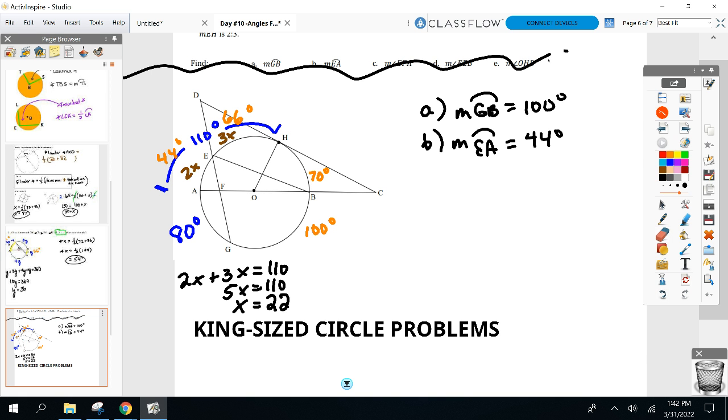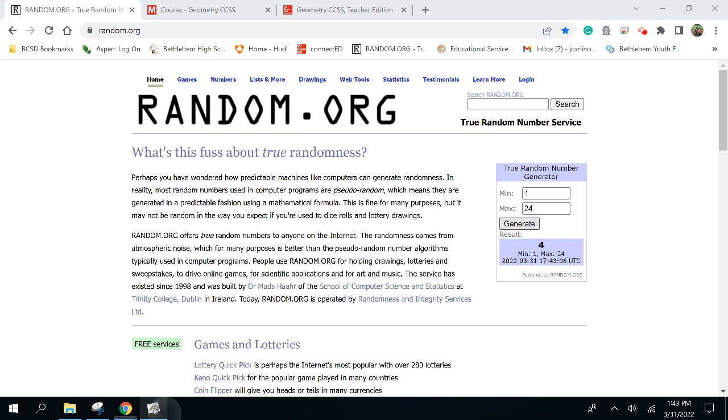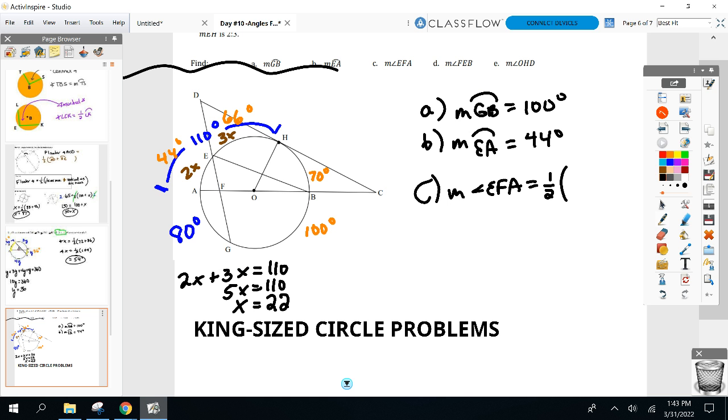Then comes angle EFA. Do it in your mind with me. Central? Nope. Inscribed? Nope. So therefore it's got to be a floater angle. So now I get in my mind the rule for a floater angle: one half times the measure of the arc that belongs to EFA. What's the measure of that one? 44. Good work.